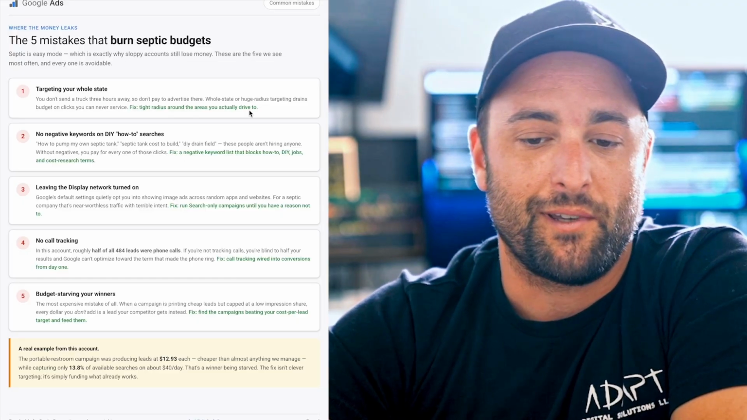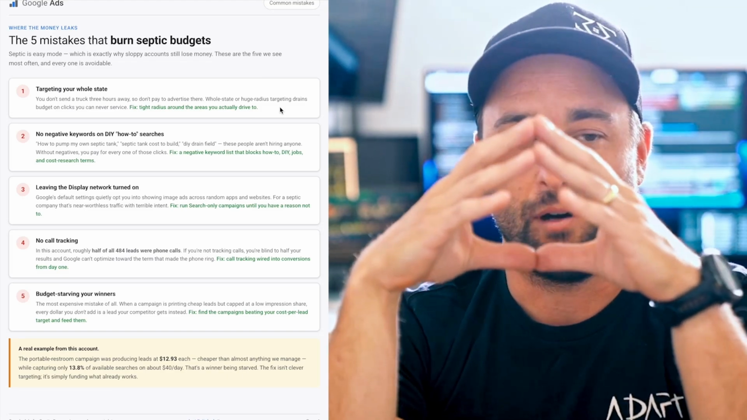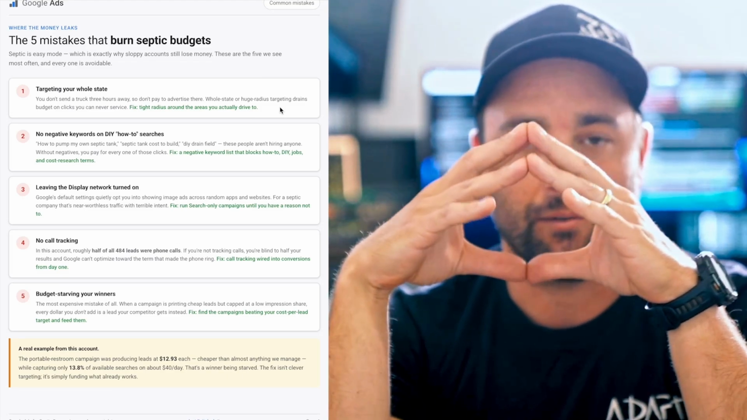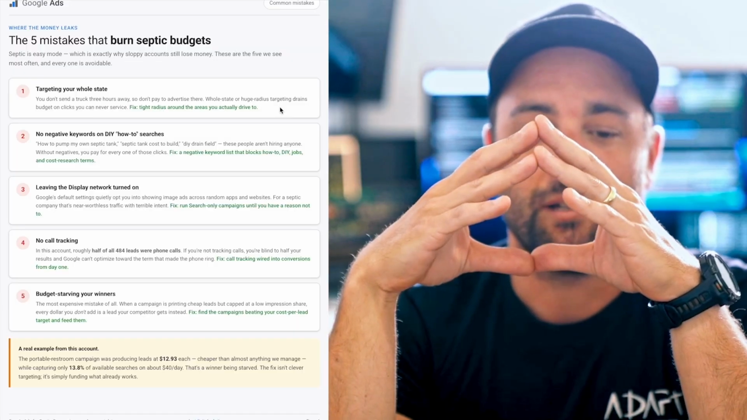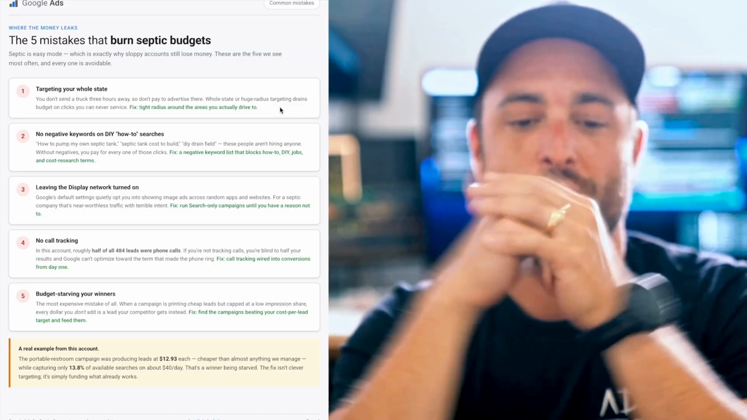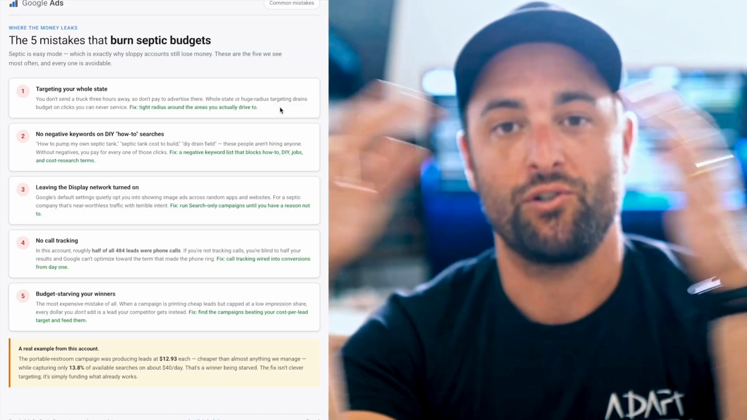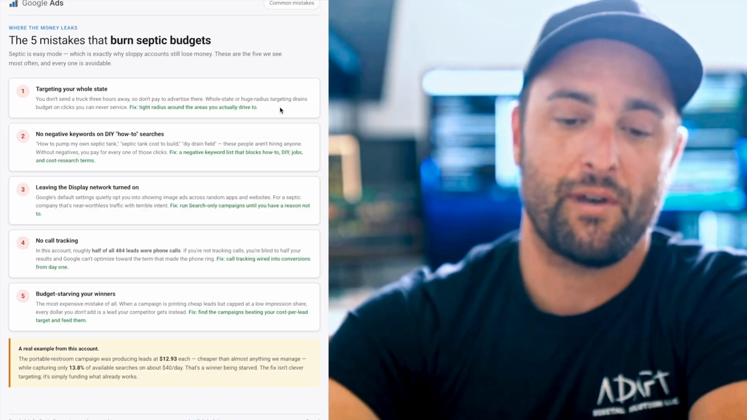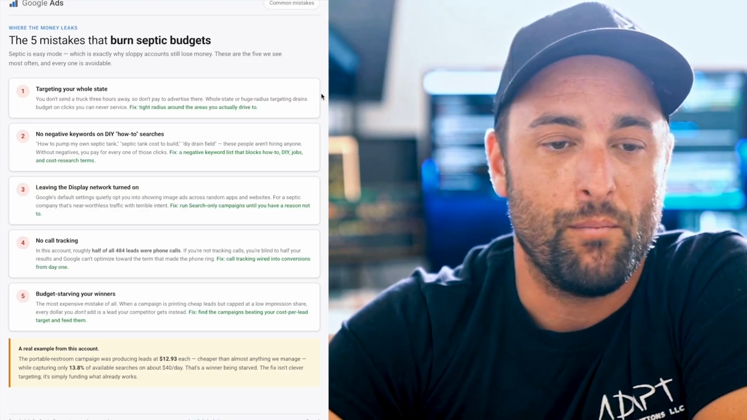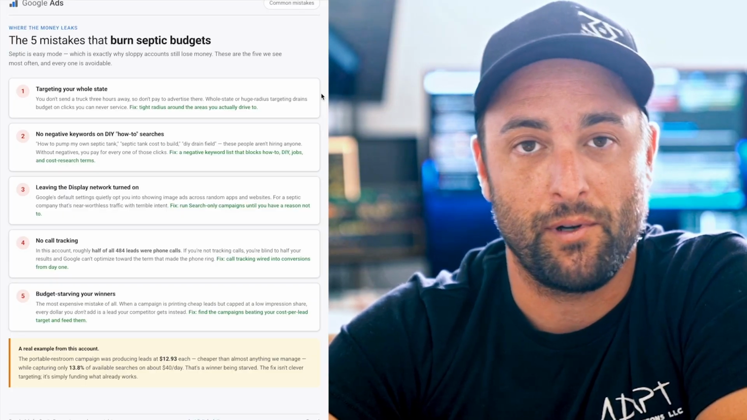So the first one is the target area. Where are you showing these ads? Most of the time, you want to be showing them in a 20, 30 mile radius around your location, maybe bigger, maybe smaller. You don't want to be showing them in the whole state. You don't want to be showing them in the whole country. You don't want to be showing them in the whole world. A lot of people do that. It's easy to misclick one button and have your ads showing to people in Bangladesh, and those people are never going to pay you. So you're completely wasting money showing your ads to them.